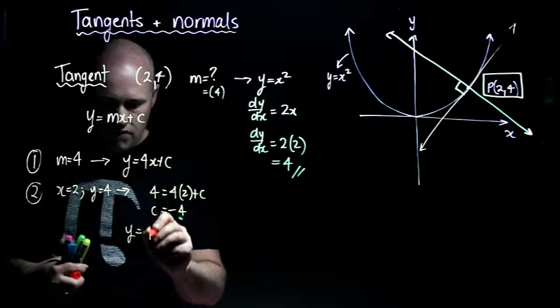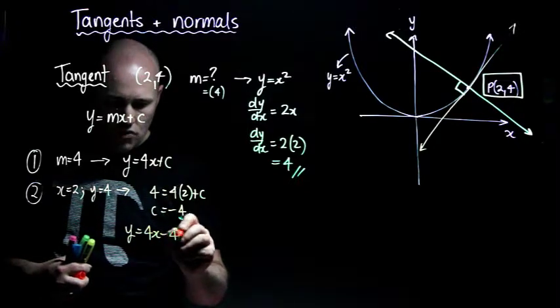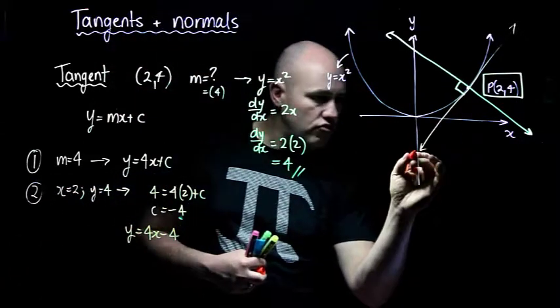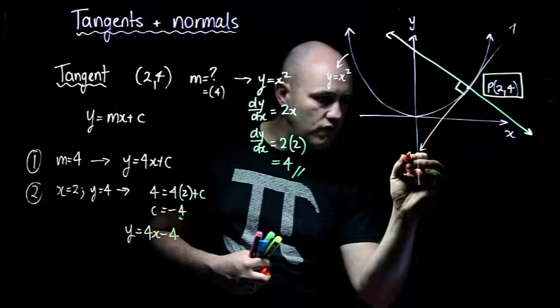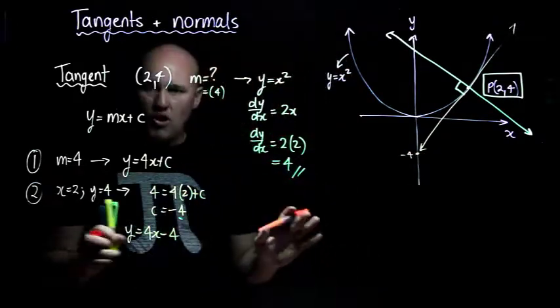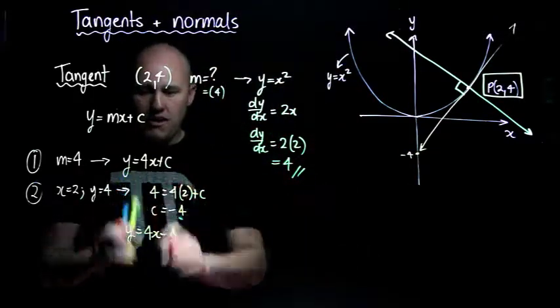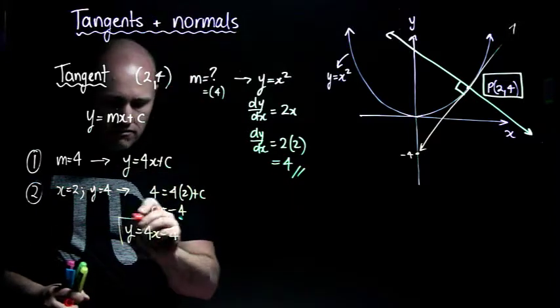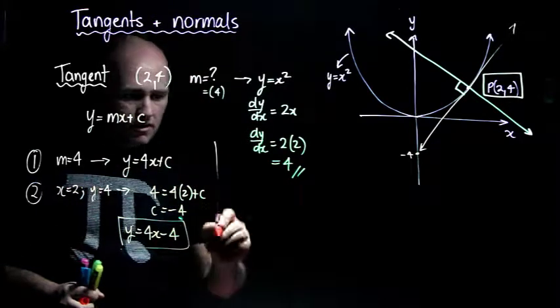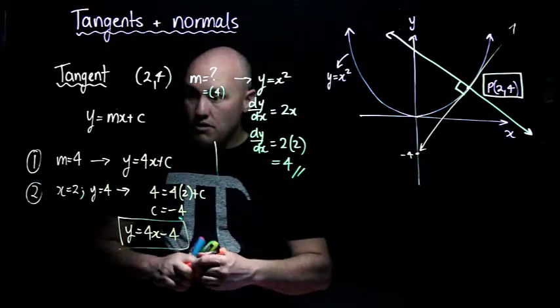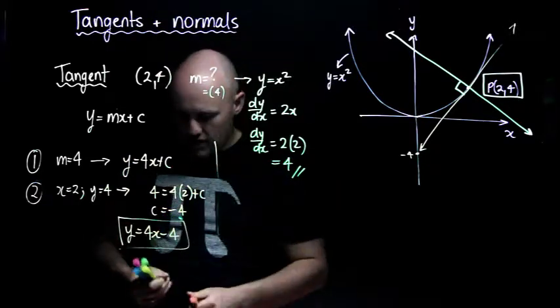Y equals 4x minus 4. So it's quite steep, and it crosses down here at minus 4. That's what this is saying. So I'm pretty comfortable and happy with how that function works, and that is also an exemplar of how we determine a linear function from a known coordinate and the gradient.